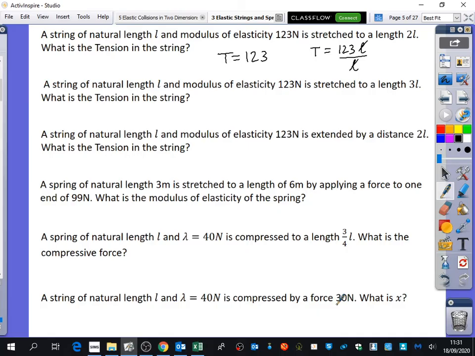Obviously, with a spring, there's a limit to that, isn't there? Because you can't compress it any further. No. We will never do questions that go outside the elastic limit, ever, okay? Hooke's law doesn't apply, and it just becomes engineering level maths.